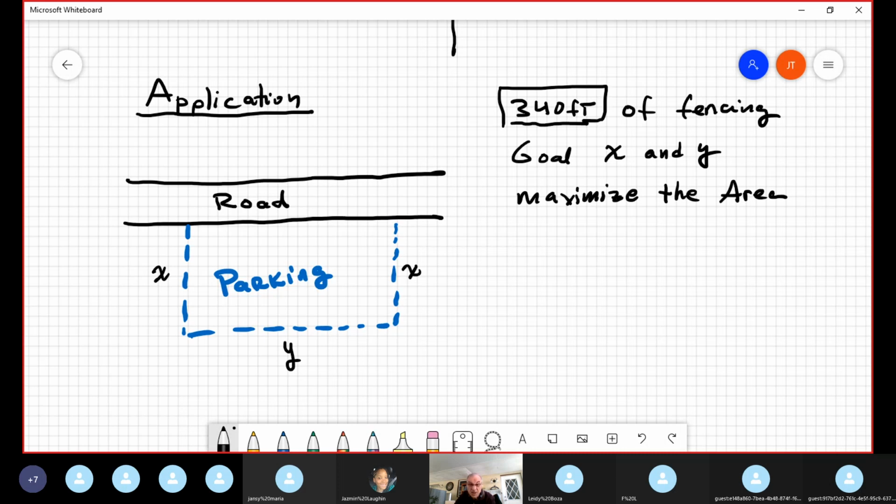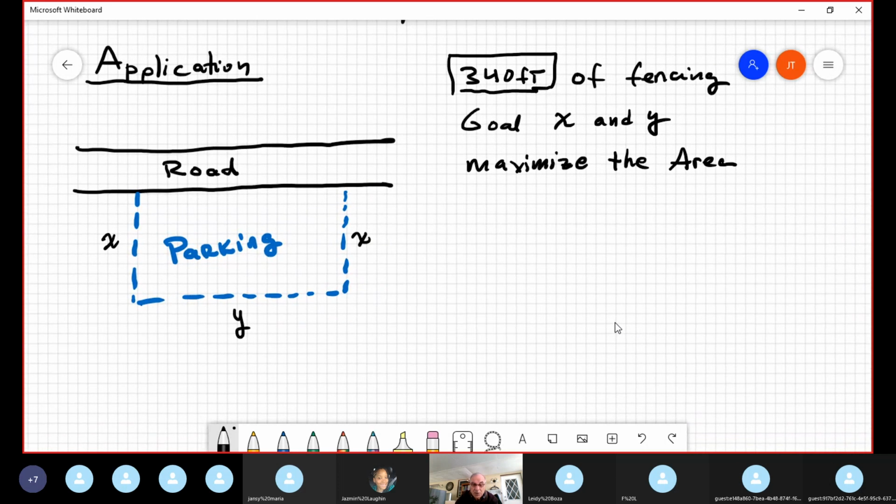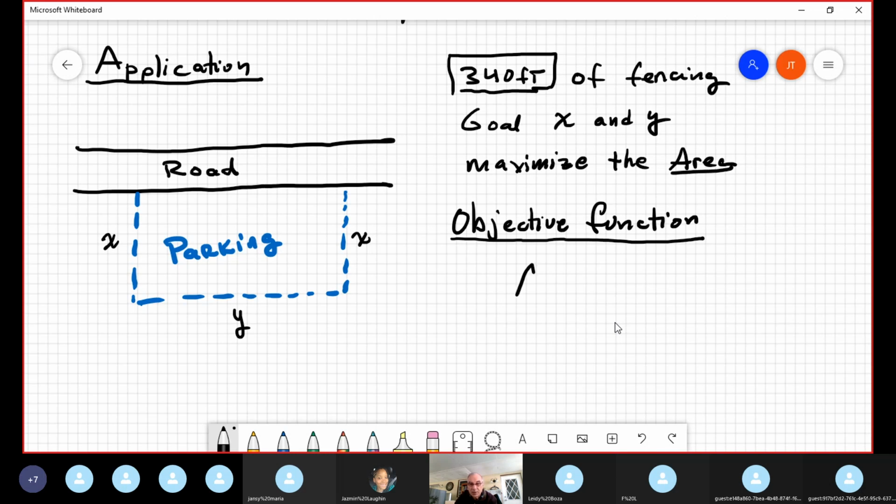Okay. So in any optimization problem, guys, we always have at least 2 equations. The first equation is the objective function. The objective function is the function that involves the quantity, the magnitude, that I want to optimize, which is the area. And the area is obviously x times y, because it's a rectangle. Okay, this is the objective function.